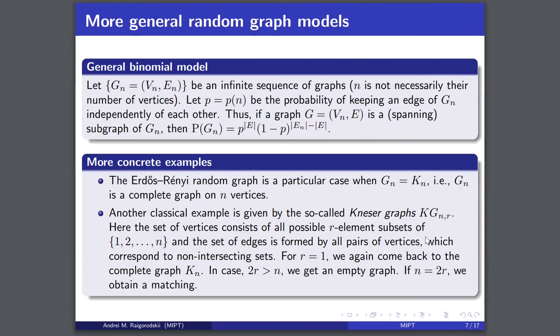One more example. If n is exactly equal to 2 times r, then we obtain a matching. Do you know what a matching is? Also introductory part of our course. Matching – это паросочетание, по-русски называется. Это отдельно стоящие ребра. Actually, if r is equal to n over 2, 2r is equal to n, then to every r-element subset, we can assign exactly one additional r-element subset which doesn't intersect the first one. So we have such separate edges like this. It's a matching.